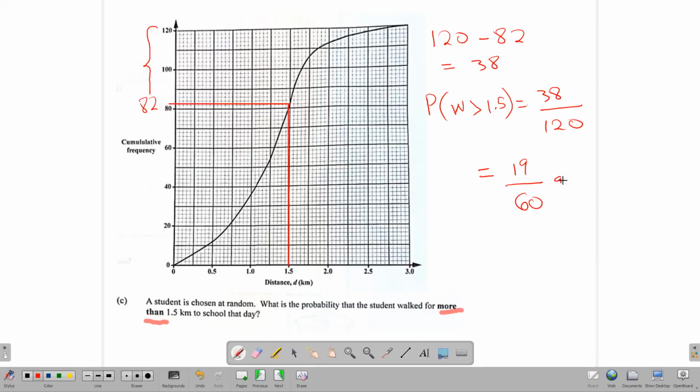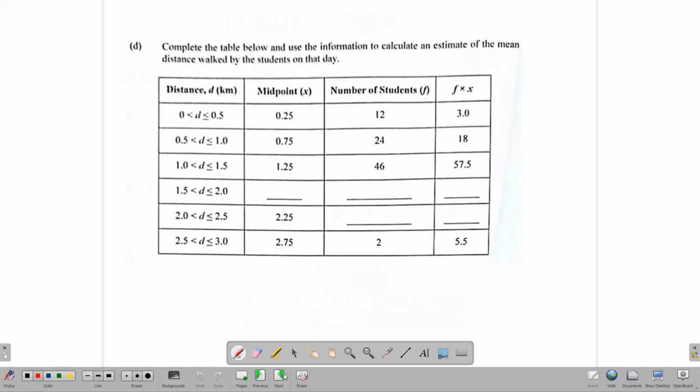I'm not sure if CXC still penalizes for this, but probabilities should always be written in their simplest form. And that's something you can easily do on your calculator. Now let's move on to the next part of the question.